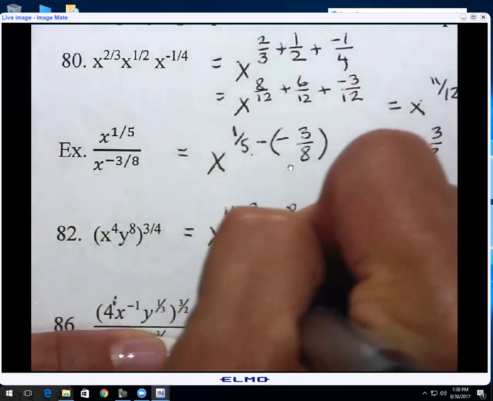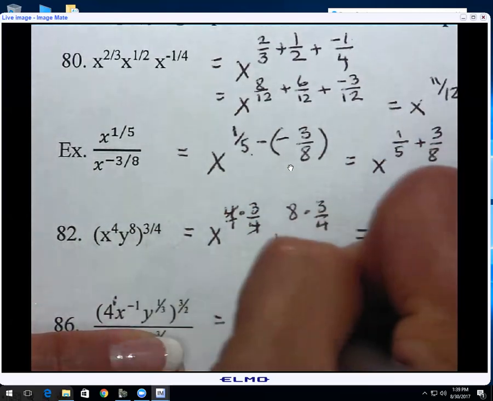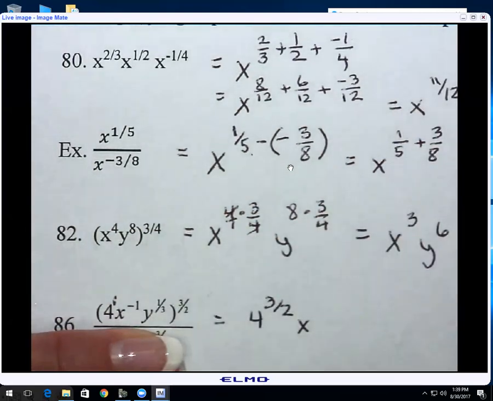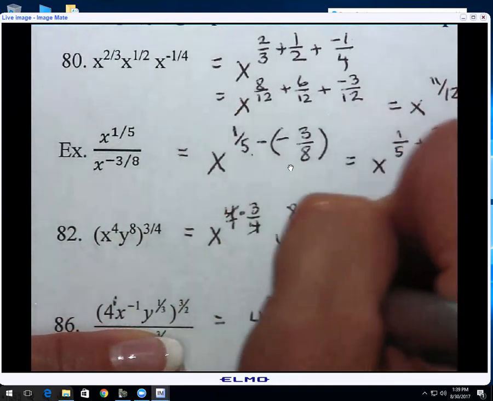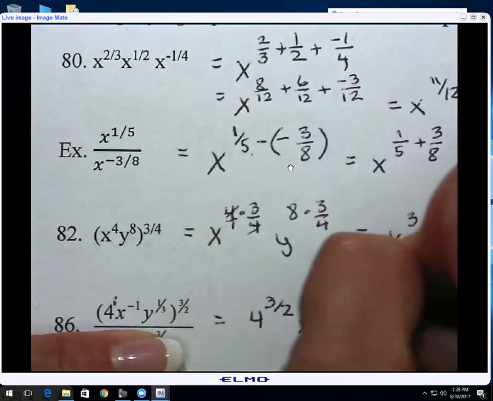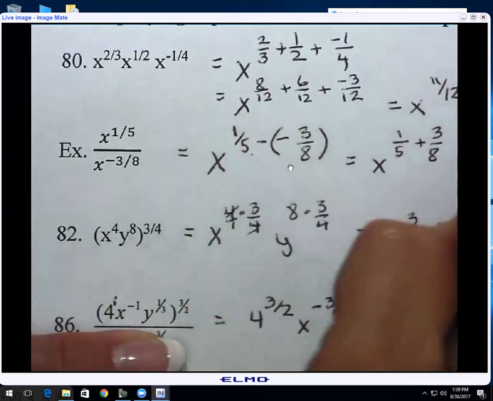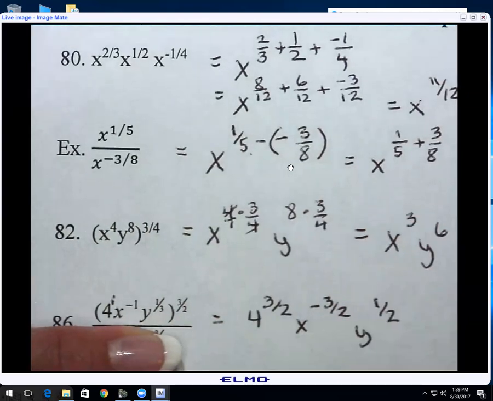3/2 times 1 is 3/2. 3/2 times -1 is what? Negative 3/2. 3/2 times -1 is -3/2. What about the y's? 3/2 times 1/3 is 1/2. Very good. That's my numerator so far.